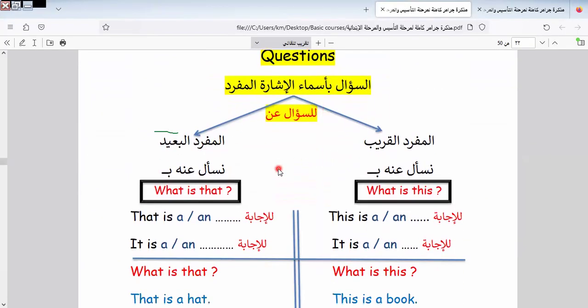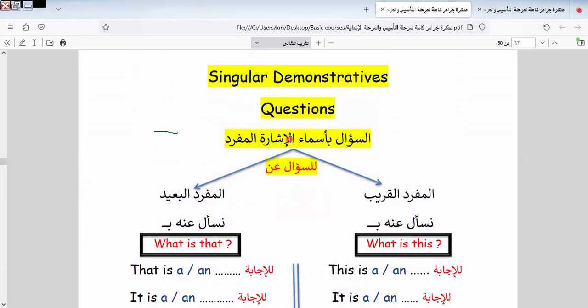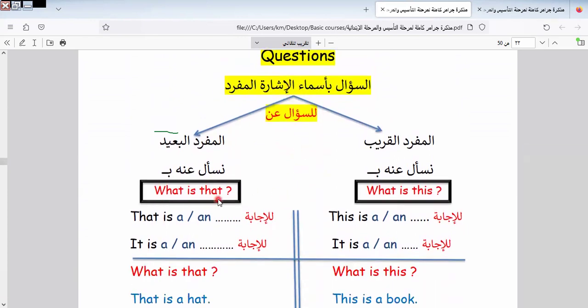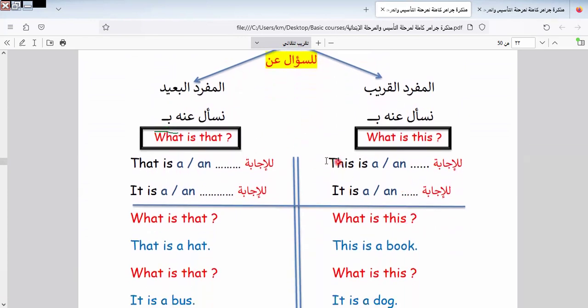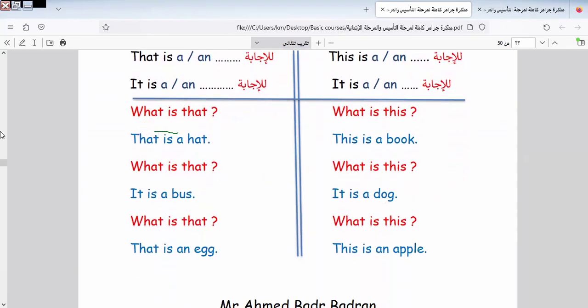Here are the demonstrative pronouns in the question form. We use "what is that" and "what is this". The answer will be "that is a" or "an", or "this is a" or "an". When we ask about something I don't know, whether it's far or near, you can say "what is that" or "what is this". You can say "that is a hat", or "this is a book". What is that? It's a bus, or you can say it is a bus, or you can say that is a bus.